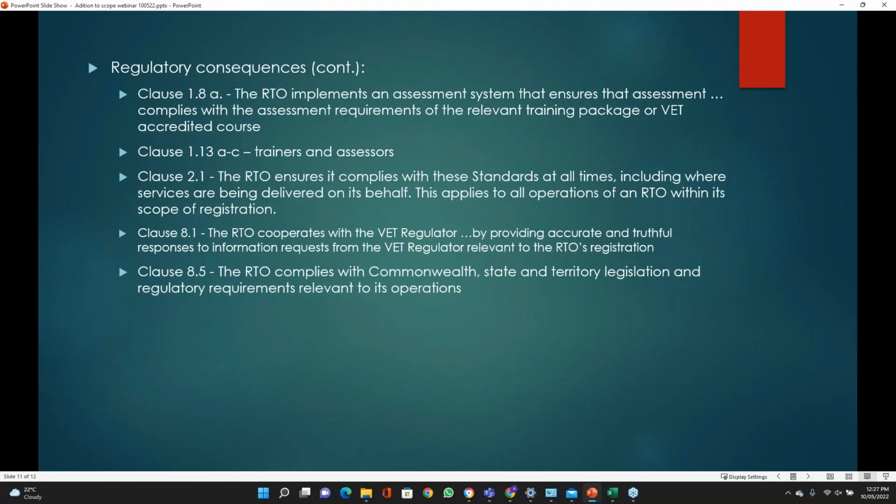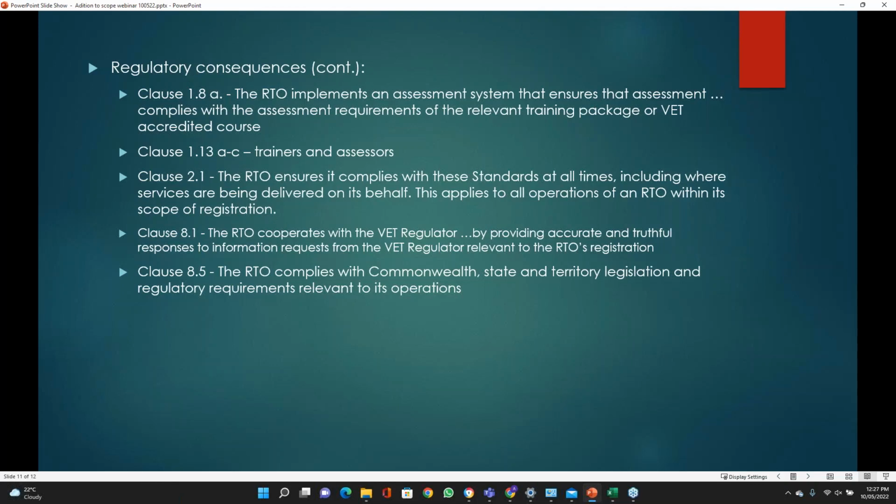We would definitely be non-compliant with clause 1.8a. That is all about our assessment system. And remember, clause 1.8a is all about, as an RTO, we need to have an assessment system where we are ready to assess or to deliver quality training and assessment with the resources that we need and with the quality of the resources that we need.